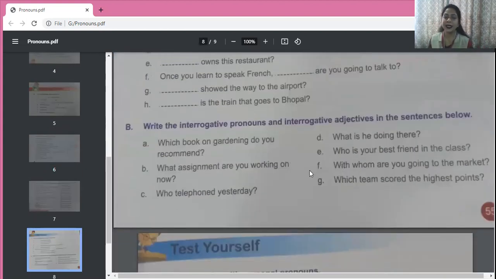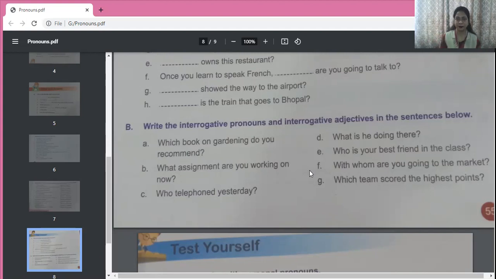Okay, write the interrogative pronouns and interrogative adjectives in the sentences below. Which book on gardening do you recommend? So, which book? Which is coming together with the noun book. So, this is interrogative adjective. What assignment are you working on now? So, what assignment? What is coming together with the noun assignment for which it is used? So, when they are coming together, what is interrogative adjective?